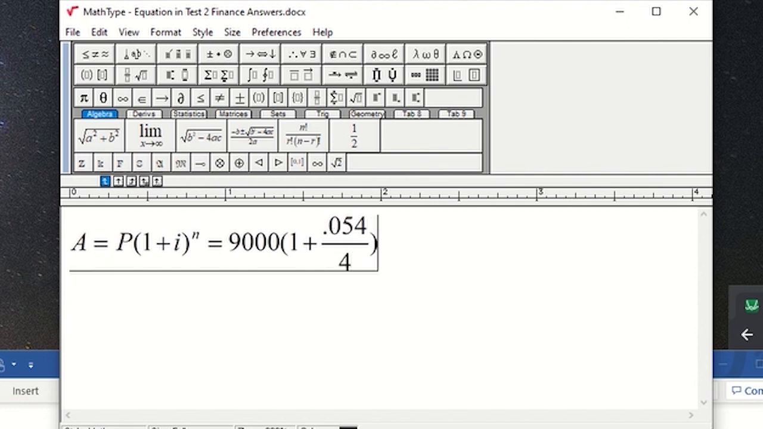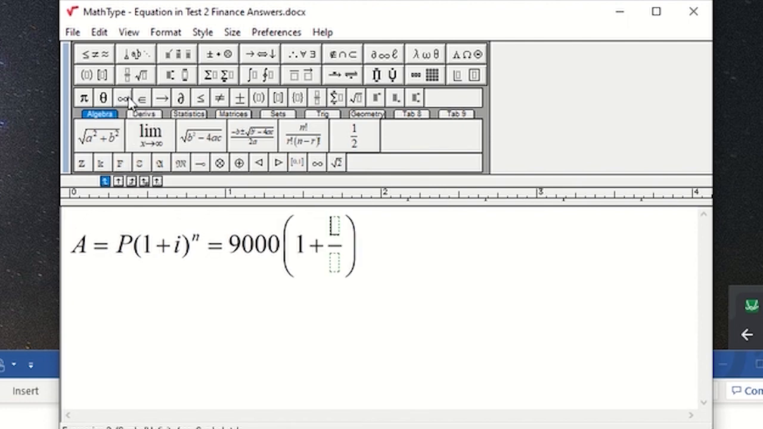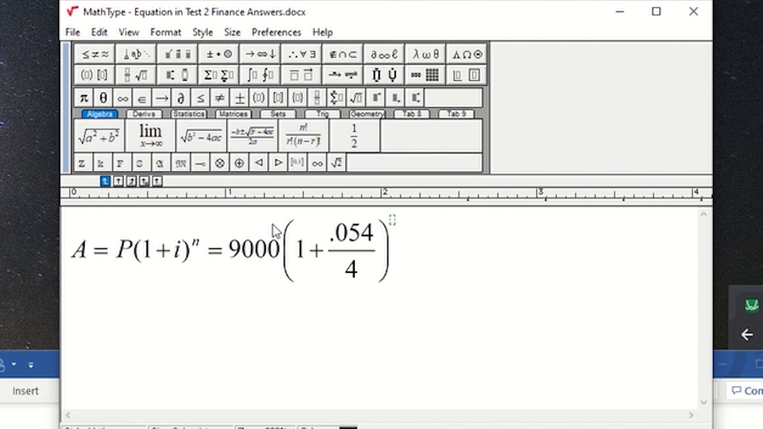Go over here, and I don't like how that looks. Let's see if I can do something better. If I put this in here, it may look better. So 1 plus, see if it helps. Yep, see how the parentheses got bigger? So 0.054 divided by 4, because it's quarterly. We're going to raise this to an exponent of, let's see, quarterly is 4 times a year, 20 years, so 4 times 20, right? So let's see what this equals.